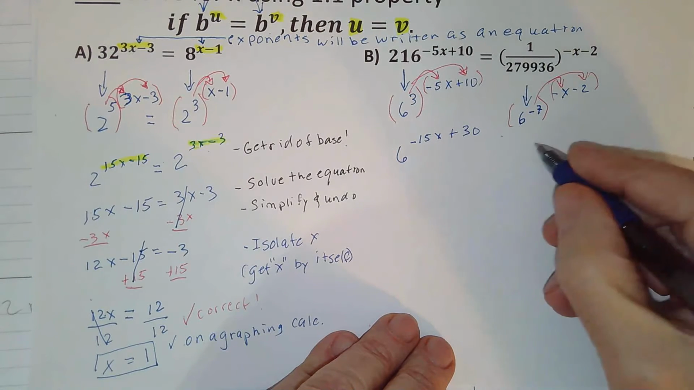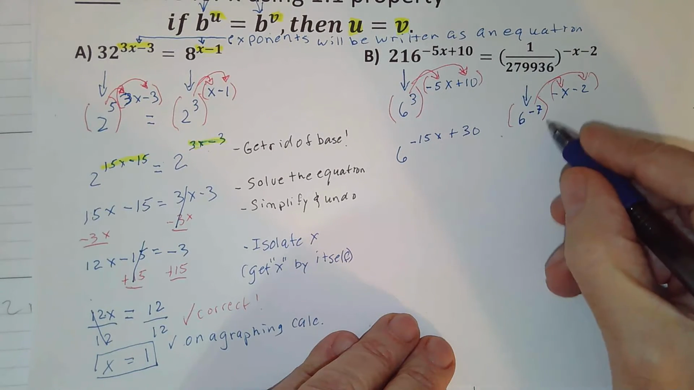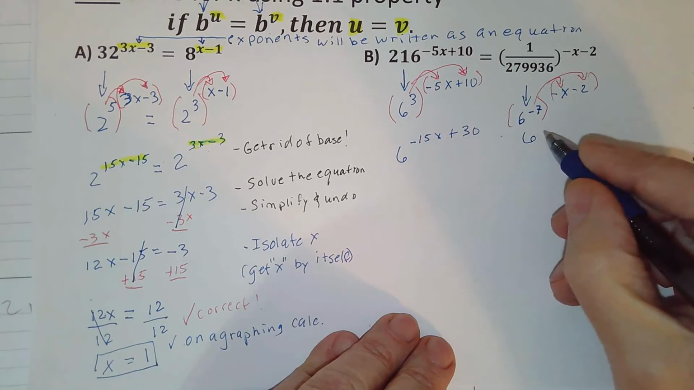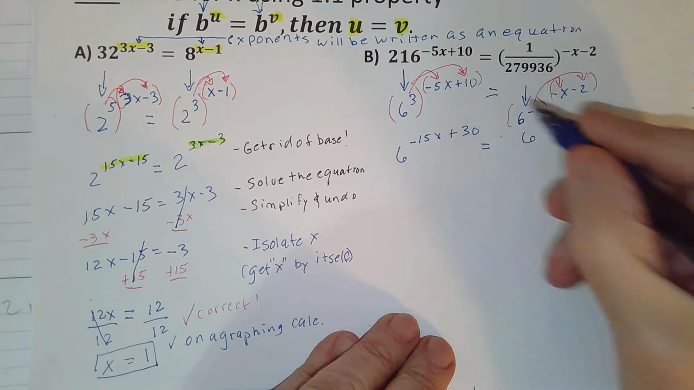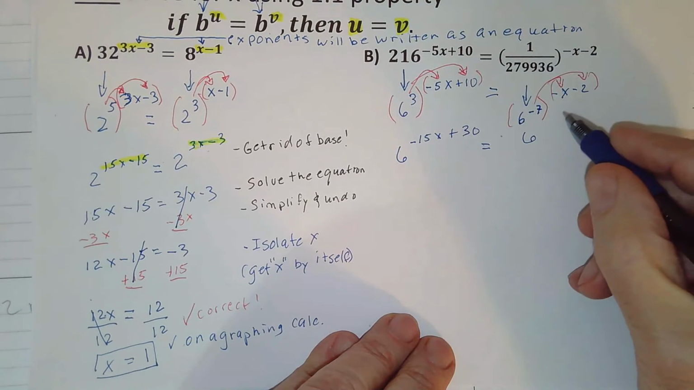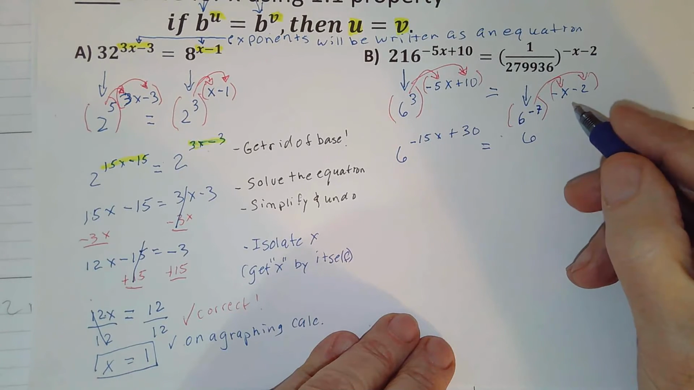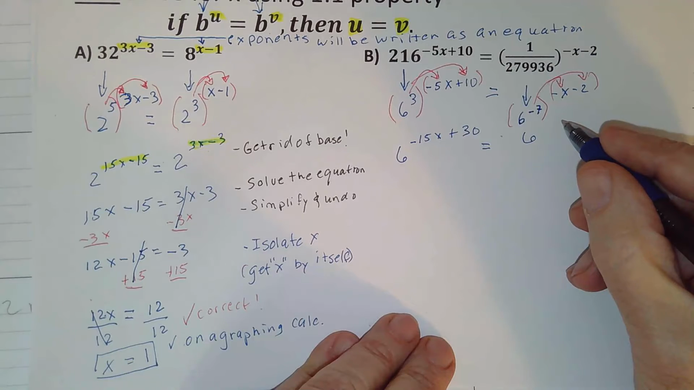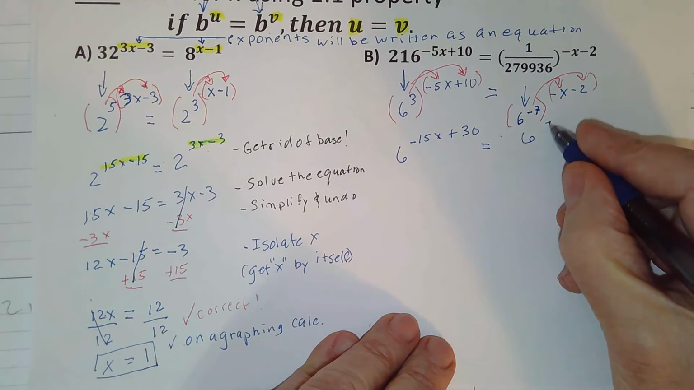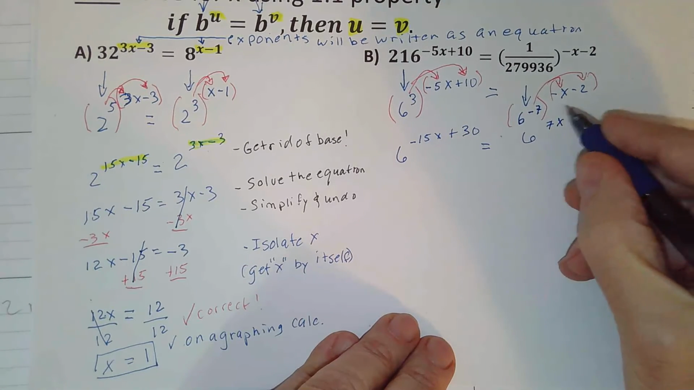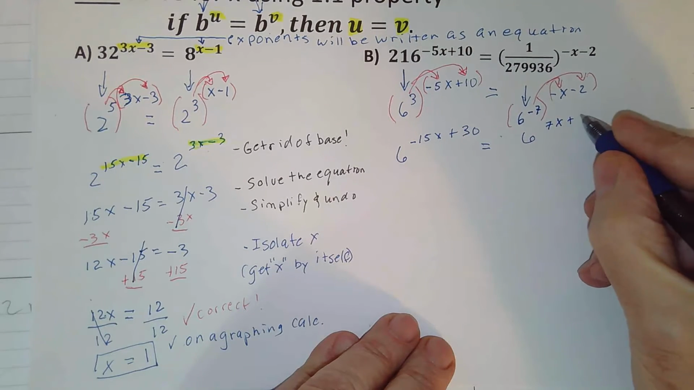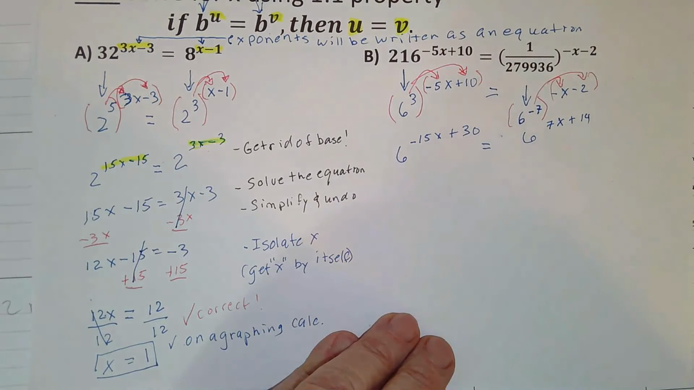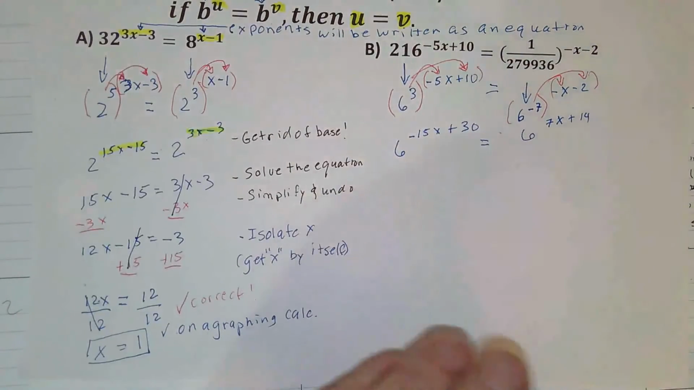Okay, and then over here it's going to be 6 to the, let's put the equal sign in the middle. It's going to be 6 to the negative 7 times negative x is positive 7x, right? And negative 7 times negative 2 is positive 14. All right. So now we have the exponents that we want.